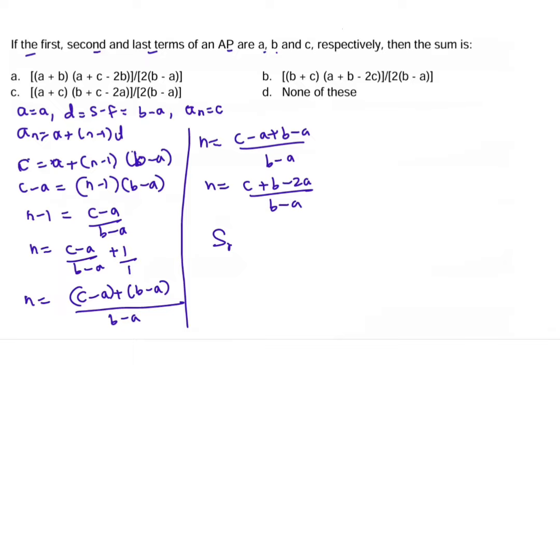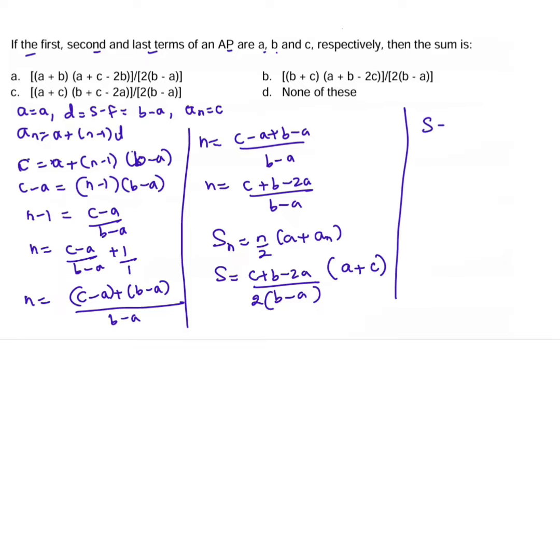So we want to find the sum. Sn is equal to n by 2 into first term plus last term. So the sum will be n, which is C plus B minus 2A divided by B minus A, into 2 into 2, that is A plus the last term, an, which is C. So we can write this as, yes, the sum will be equal to A plus C into C plus B minus 2A divided by 2 times B minus A.